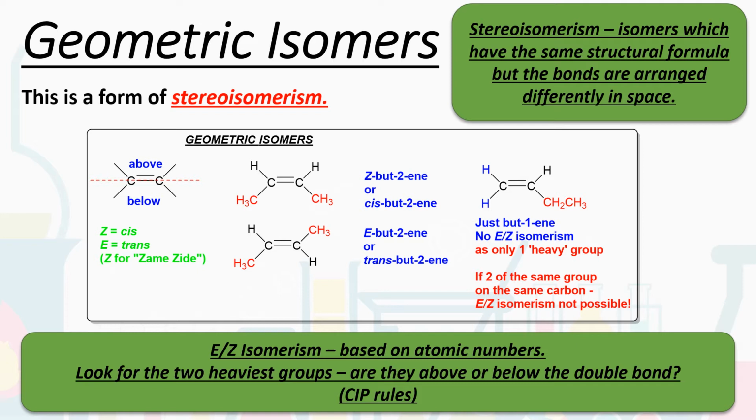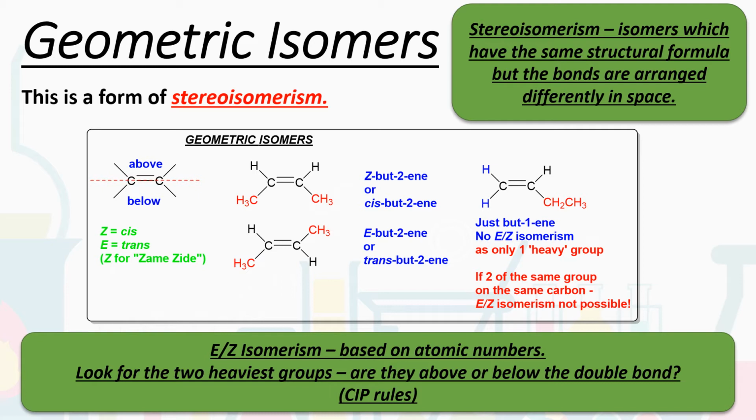Now you may also see cis and trans being used. That's the older notation for E and Z. The actual technical IUPAC way to name them now, and the way that you should name them in the exam, is E and Z. So Z means they're on the same side of the double bond, E means they're on the opposite sides of the double bond.